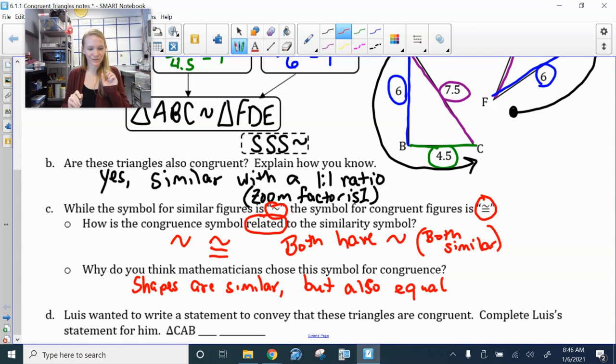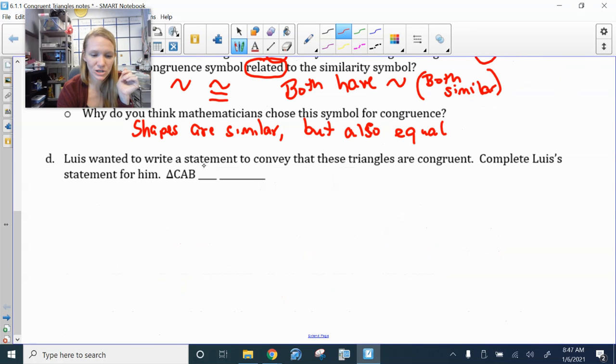So what Lewis did, they wanted to write a statement that conveys that the triangles are congruent, not just similar. We can see in our flow chart, we wrote that the triangles are similar. So he wants to take it a step further and say, actually, they're congruent. So he wrote triangle CAB. We want to say it's congruent to, so we're going to use the congruent symbol in between. So CAB is congruent to triangle.